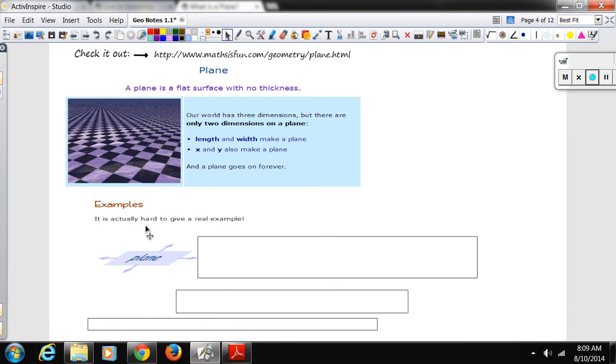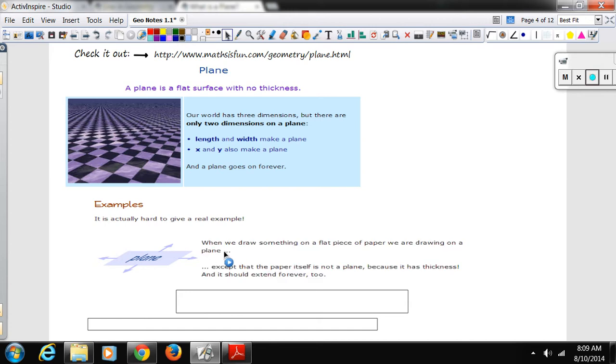Now, here are some examples of a plane. So you can kind of see right here what the plane looks like, and an arrow showing that it goes on forever. When we draw something on a flat piece of paper, we're drawing on a plane. The paper itself is not a plane because it has thickness, and it should extend forever too. So you can picture a piece of paper as a plane, but you can only picture the side of the paper as the plane, not the thickness of the paper.